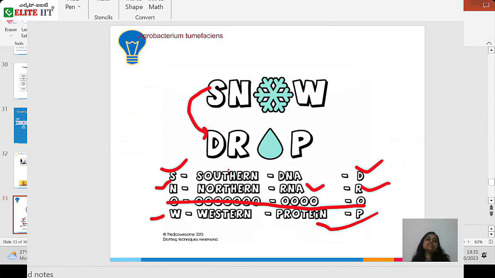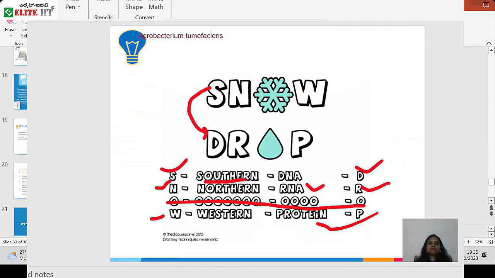These are not directions. Southern is actually the name of a scientist. This Southern blotting was developed first, and related to that, all the other names were given: Northern, Western.